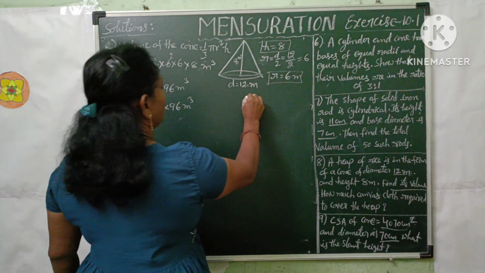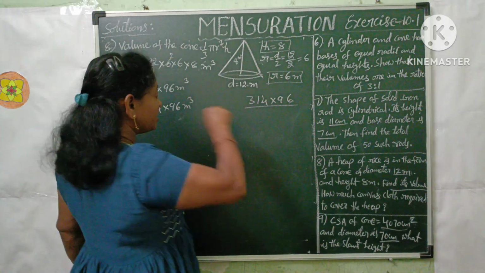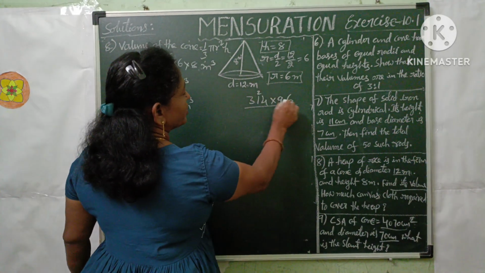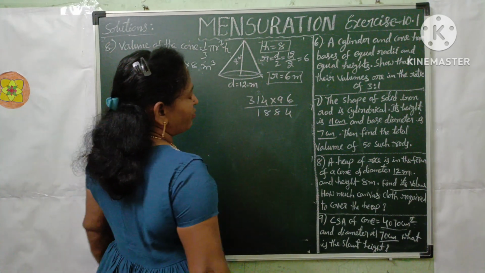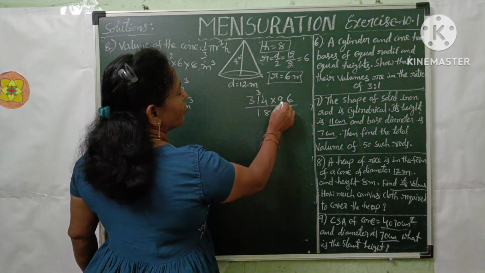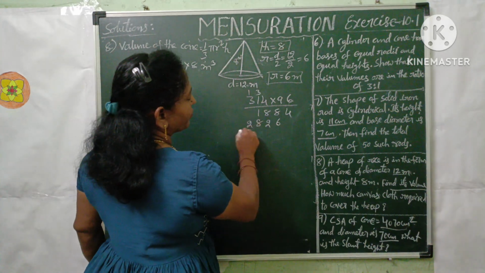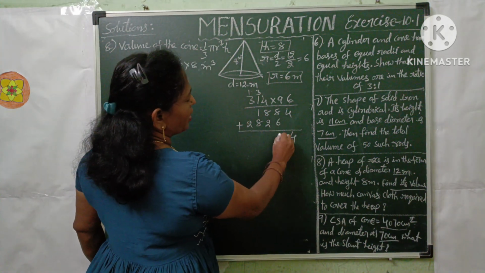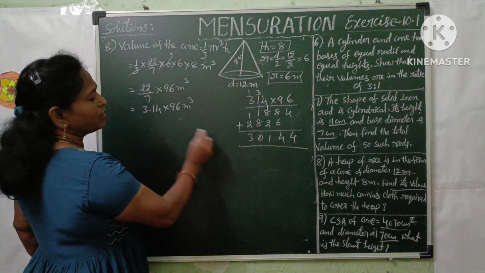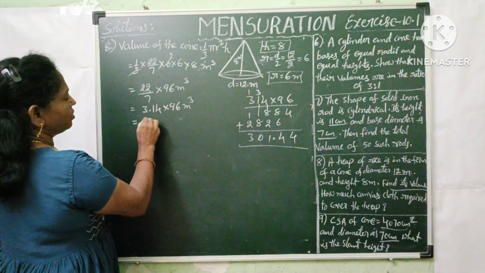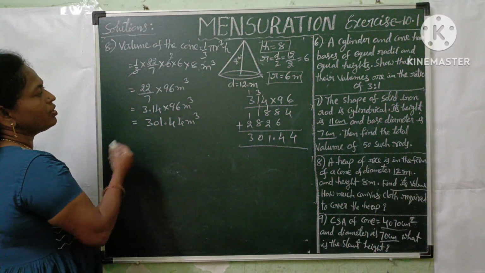We need to multiply now. 314 into 96. That is equal to 6 4s are 24. 6 1s are 6, 8, 18. 6 3s are 18. Next 9 4s are 36. 3, 1, 9, 9, 12, 1, 9. 3s are 27, 28. That is equal to 4. If you add 4 here, 1, 11 here, 0, 1, 3. How many decimals are there? 2. So here we have to use it. That is equal to 301.44 meter cube. This is the volume of the cone.